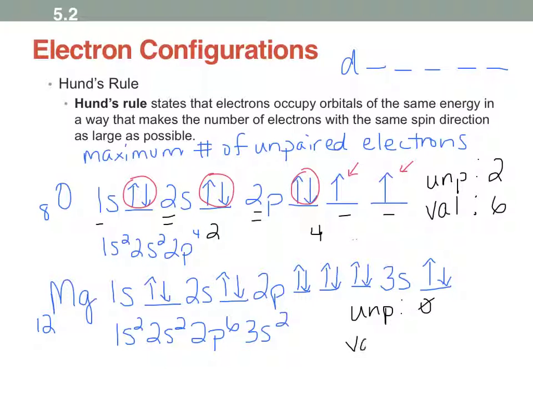But valence, my valence is the outermost energy level. Where are electrons in the outermost energy level? So I have level 1, I have electrons in level 2, but I also have electrons in level 3. So this right here is my outermost energy level, level 3, and it just has 2 electrons in it. And also magnesium is in group 2.